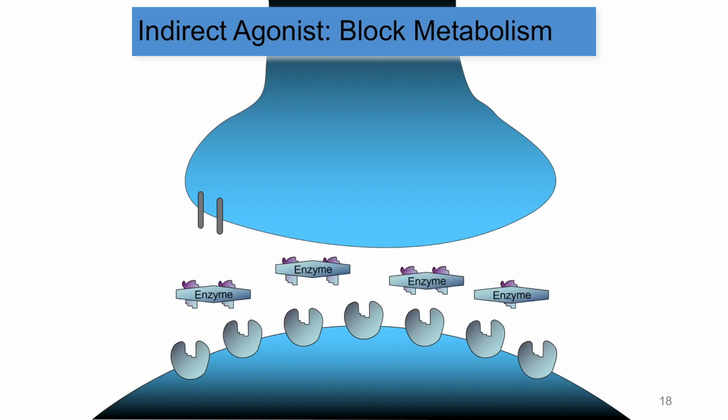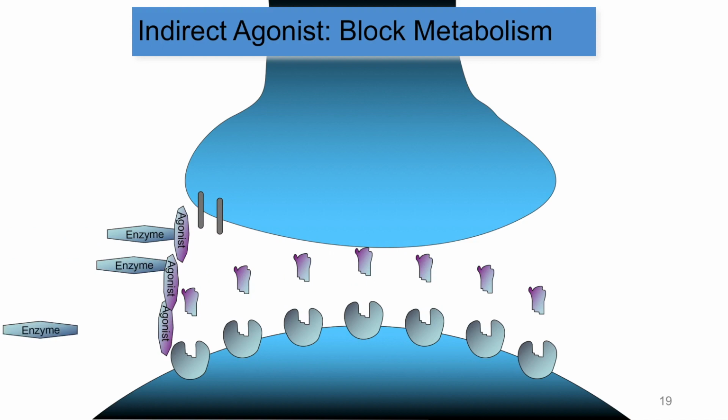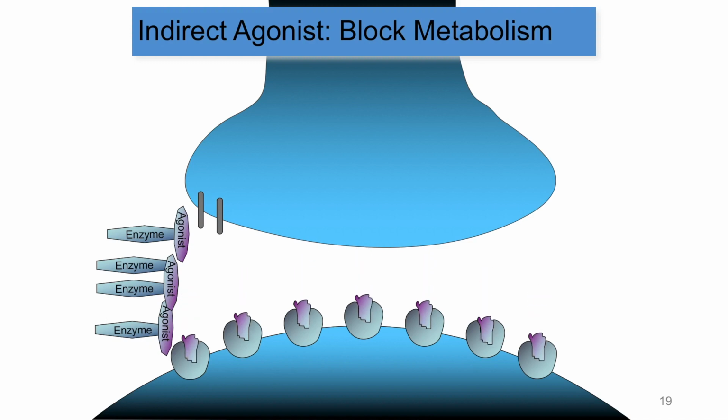Some neurotransmitters are also eliminated from the cleft using enzymes that would destroy the neurotransmitter. You could have a drug that would interact with the enzyme, preventing neurotransmitter destruction. Again, this allows more neurotransmitter available to bind and activate postsynaptic receptors. So a drug that prevents enzymatic destruction is also an indirect agonist.